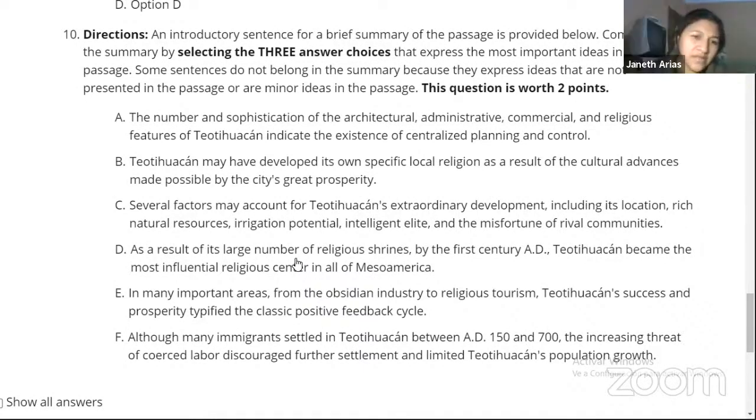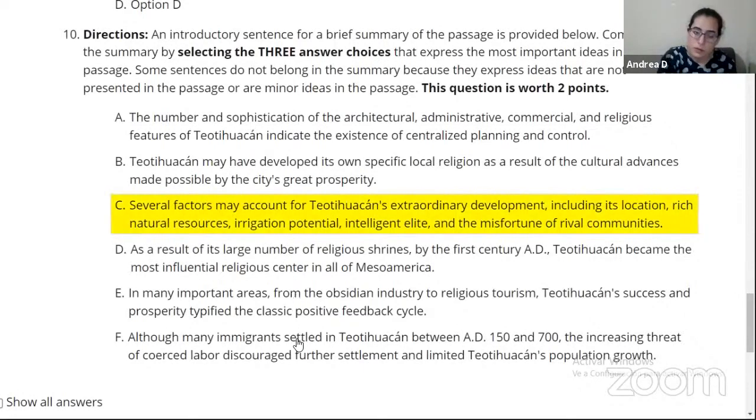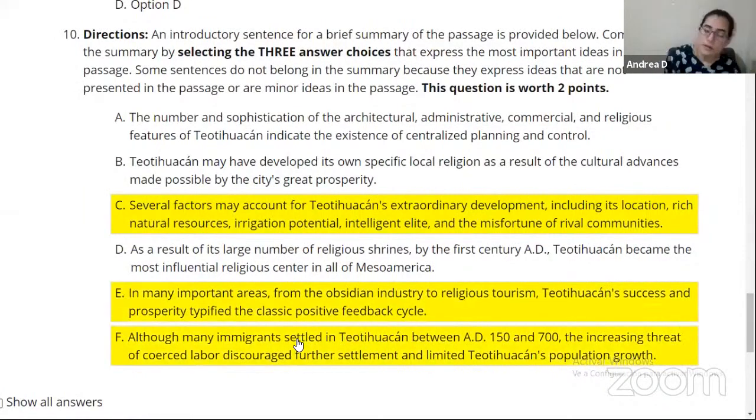I think C, E, and F. Okay, C, E, and F. Do you all agree? Anybody else has different ones in mind? I think maybe also A, C, and E. Okay, we're going to break them down. So A, C, and E. Okay. Anyone else?